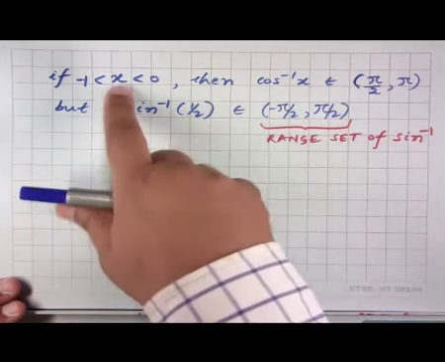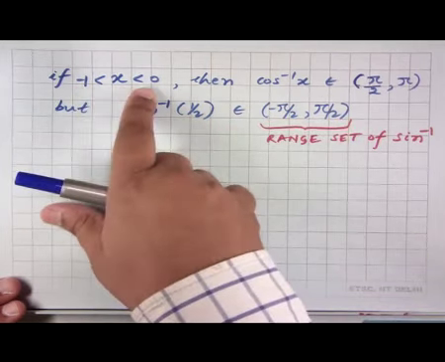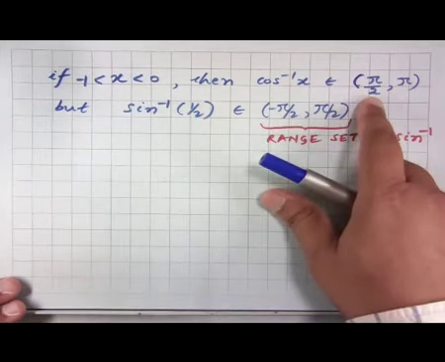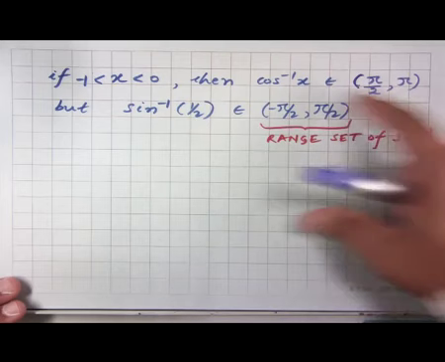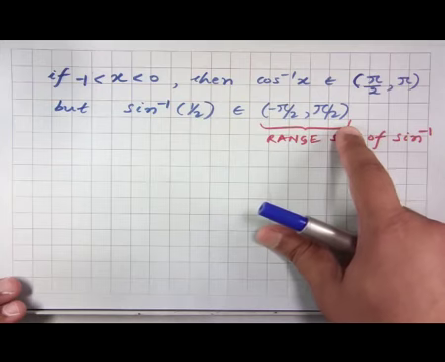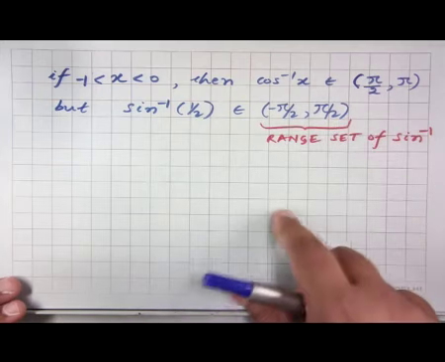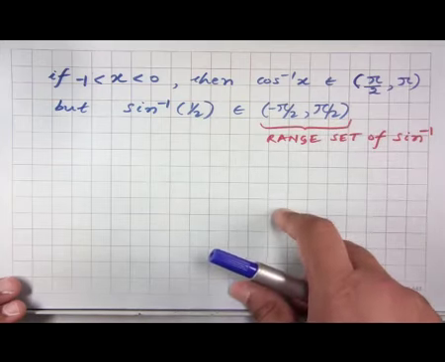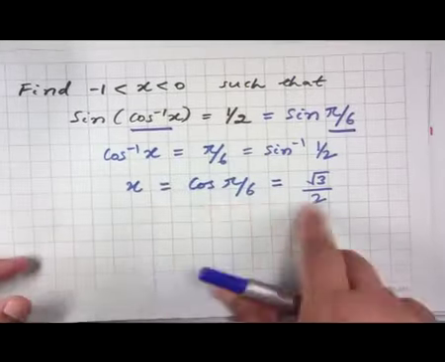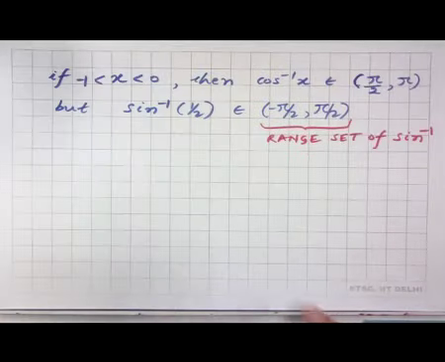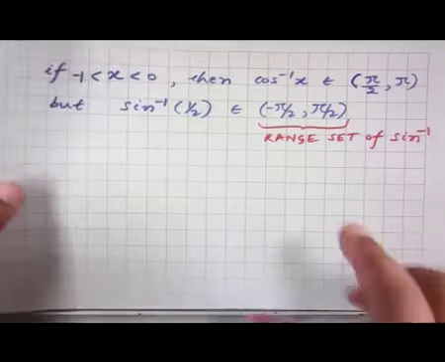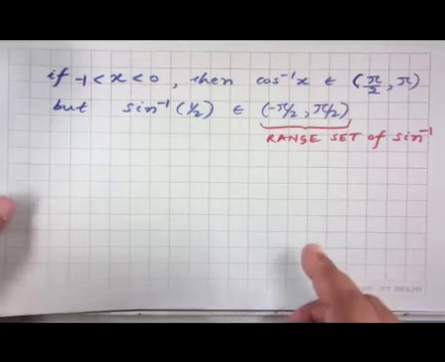Whereas, if x is in the interval -1 to 0, then cos inverse x will belong to another interval, pi by 2 to pi, and we see that this interval and the range set of sine inverse are mutually exclusive. So, the intersection of these two is the null set, and therefore, we end up with the problem that we got a value of x which does not lie in this interval. This is the basic pattern of the problem that we might face.